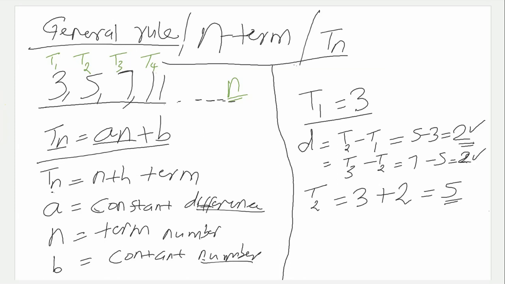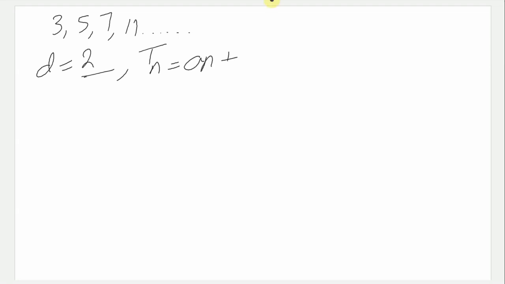So now let me do something here. I'm just gonna start a new page, and then remember, let me rewrite our pattern here so that it's 3, 5, 7, and 11, and then go on. And then our constant difference is 2. Okay, our general term is that number plus b. So we need to find the value of a and b.